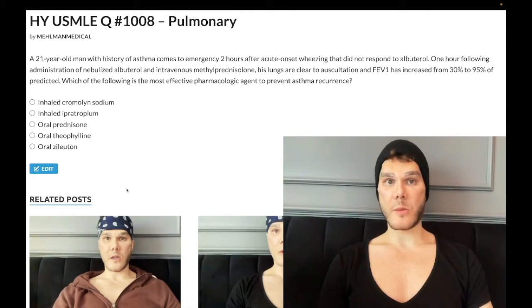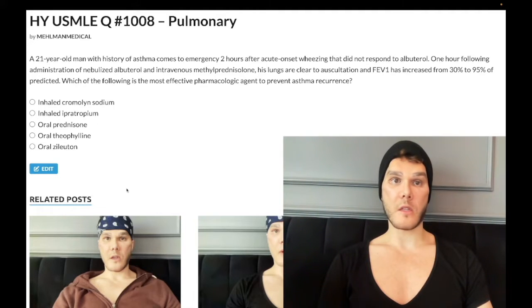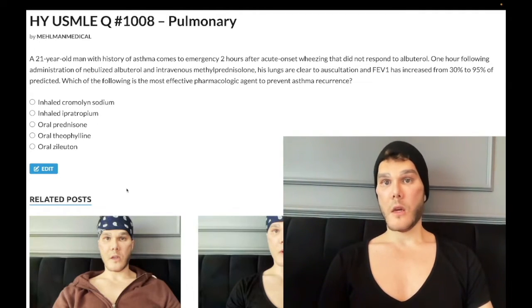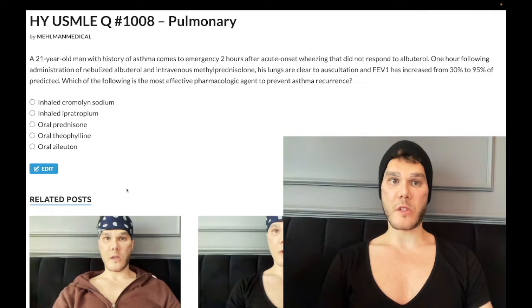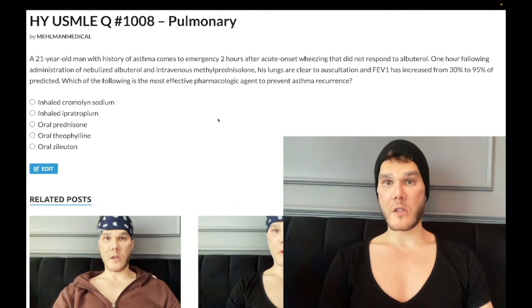21-year-old man, history of asthma, comes to the emergency department 2 hours after acute onset wheezing that does not respond to albuterol. 1 hour following administration of nebulized albuterol, a beta-2 agonist, and intravenous methylprednisolone, a corticosteroid, lungs are clear to auscultation, FEV1 is improved. Which of the following is the most effective pharmacologic agent to prevent asthma recurrence?